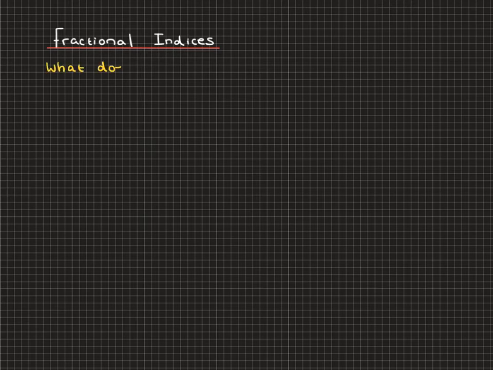what does 10 to the power of a half mean, as an example? And what about other fractional indices as well? What do they actually mean? How do they work? How do you calculate a fractional index? So, as always, we're going to start with some examples to illustrate this.